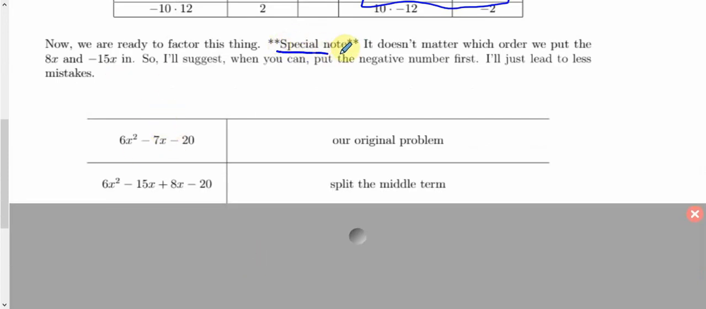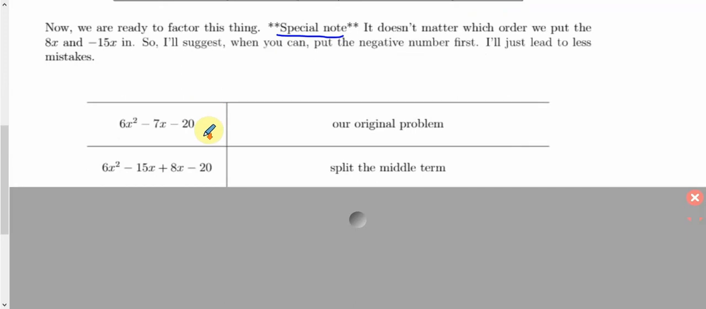Special note, the order does not matter, okay? I can put 8 and negative 15, or I can put negative 15 and 8. I will suggest, if you have one negative and one positive, to put the negative first. It makes the grouping easier because you don't have to worry about this sign being attached to the 8 or not, because the negative is grouped inside the parentheses, and there's just less chance for losing that negative.